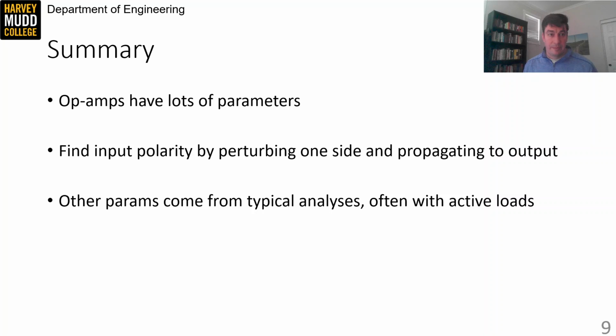So in summary, op amps have lots of parameters, but we've seen a bunch of them before. You can find the input polarity by perturbing one input and then propagating the direction of that change through to the output. And other parameters come from typical analyses, often with active loads. You need to bear in mind that you can be limited in your swing by the behavior of a prior stage, so you don't just look at the output to find your output swing, and that the dominant pole almost always comes from the compensation cap.